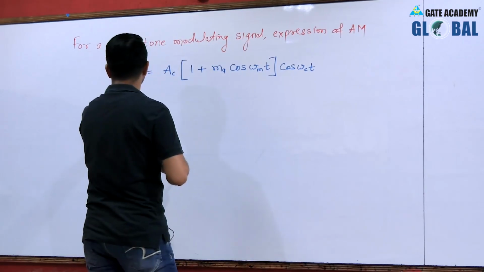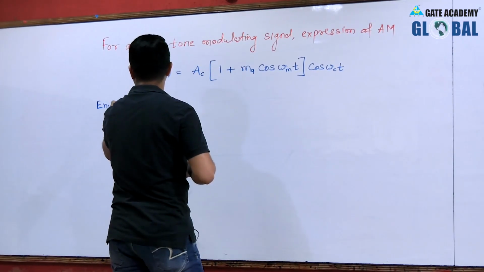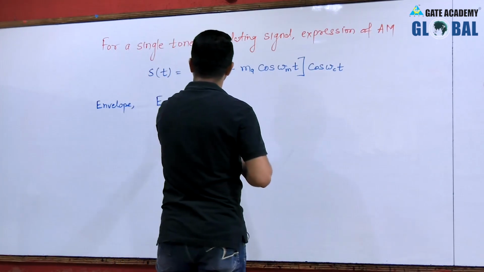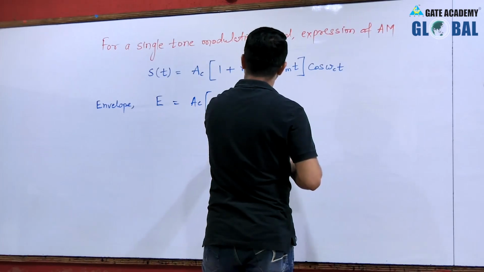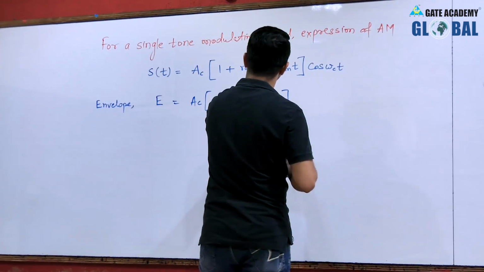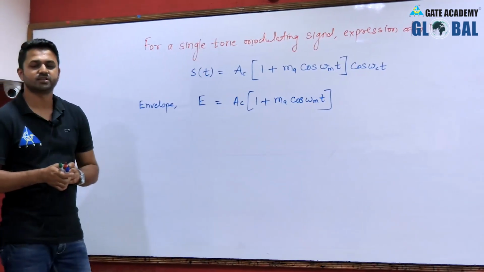The envelope is denoted by E. This is the envelope. What is the envelope of this particular AM signal? The envelope is Ac(1 + mₐ cos ωₘt). So what is the condition of the time constant?